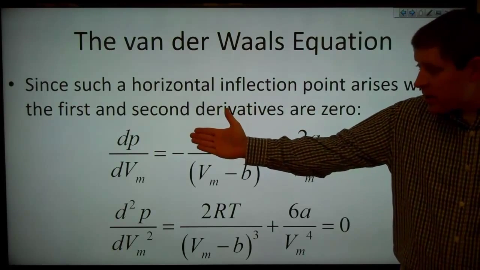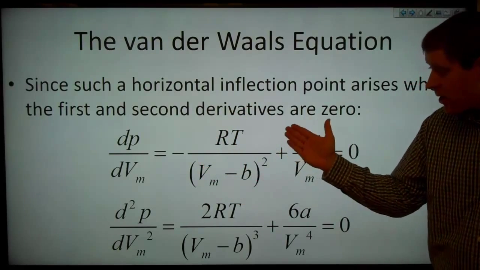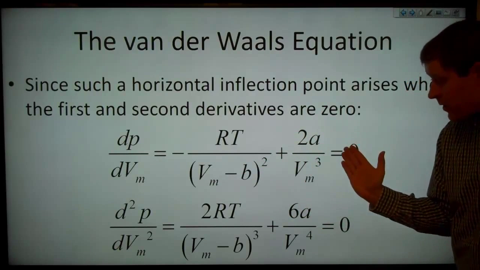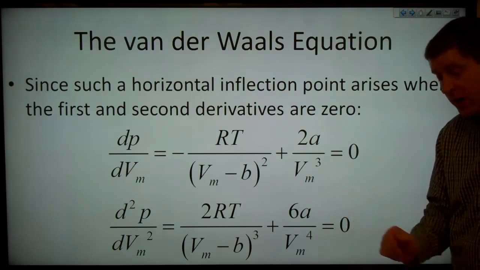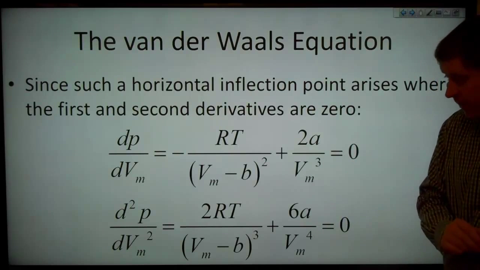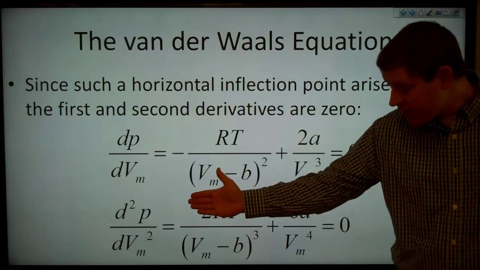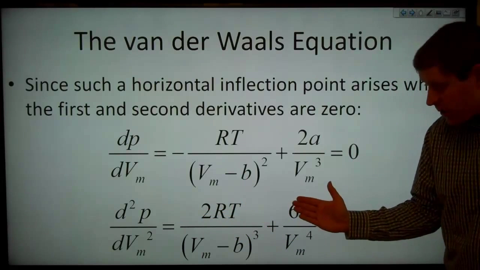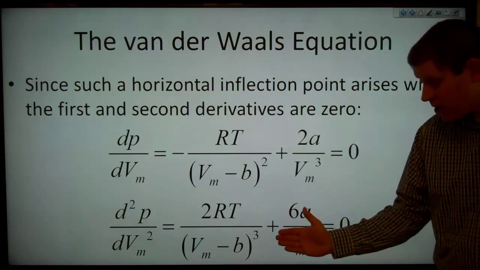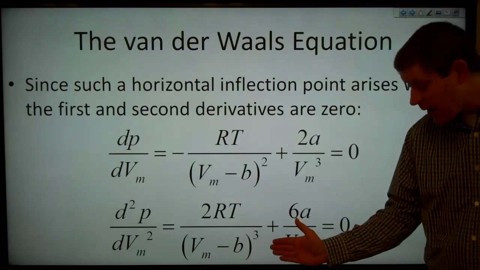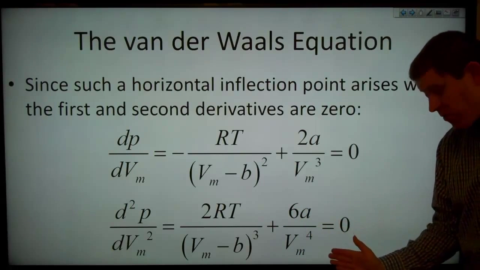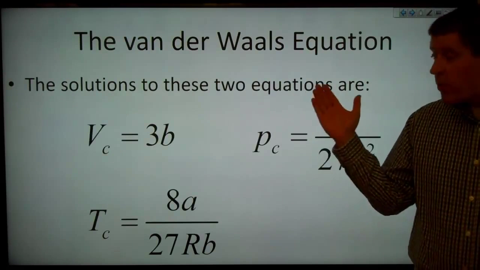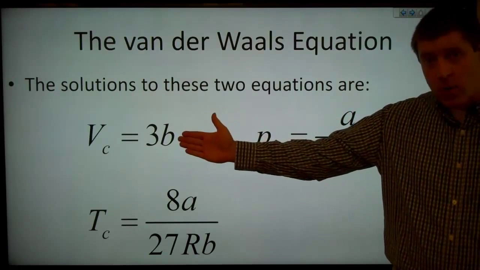Now, since a horizontal inflection point arises when the first and second derivatives are zero, we can say that dP/dVm is equal to minus RT over the square of Vm minus b, plus 2a over the cube of the molar volume, and that has to be equal to 0. And we know that the second derivative of pressure with respect to the molar volume is equal to 2 times RT over the cube of the difference between molar volume and b, plus 6a over Vm to the fourth, and that also has to be equal to 0.